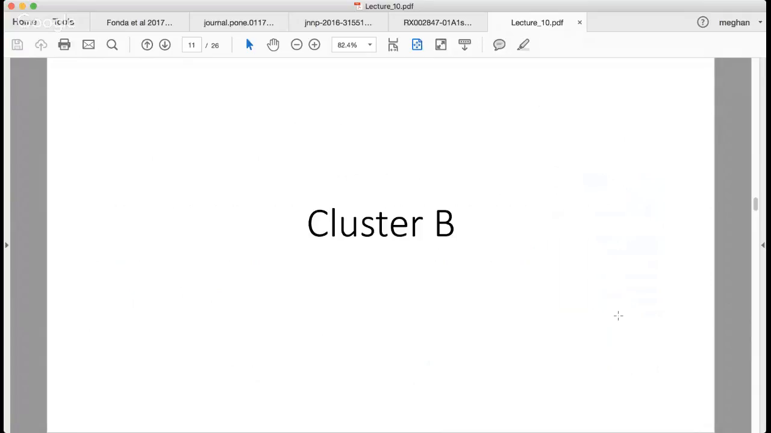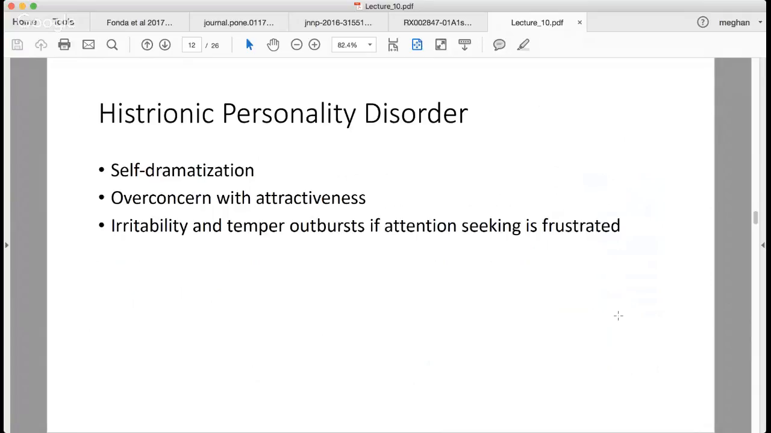Okay, so now moving on to cluster B disorders. These are more of the extremes in emotionality. So we'll start with histrionic personality disorder. Histrionic personality disorder is a disorder associated with high and changing levels of emotionality. It's associated with excessive attention seeking.